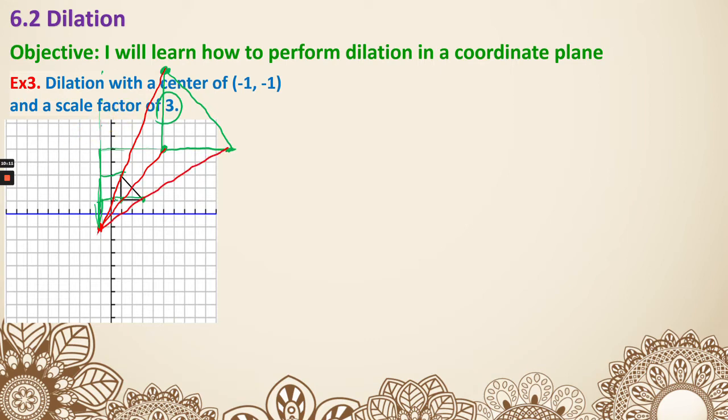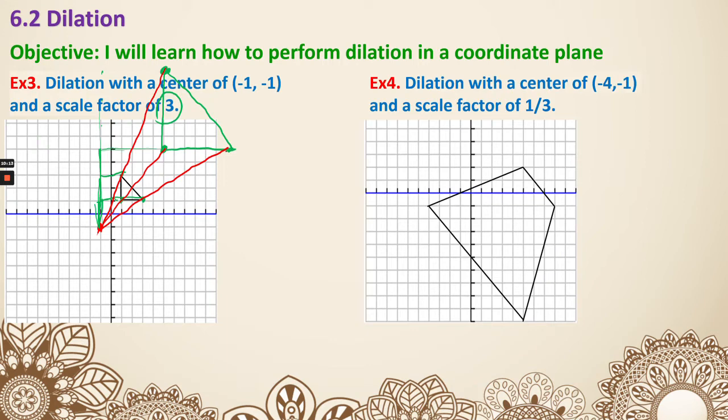That is example 3. Example 4. Center of dilation is -4, -1. Oh, so you see this is actually a point on the bigger shape. So let's actually have a look. 1/3, this point right here, well, first this point itself, it doesn't need to move. It is just on that point.